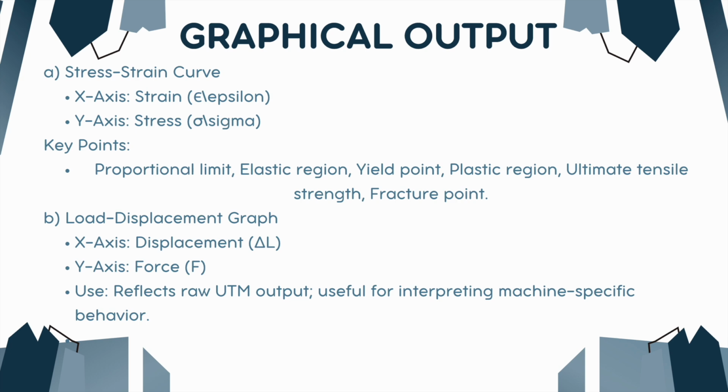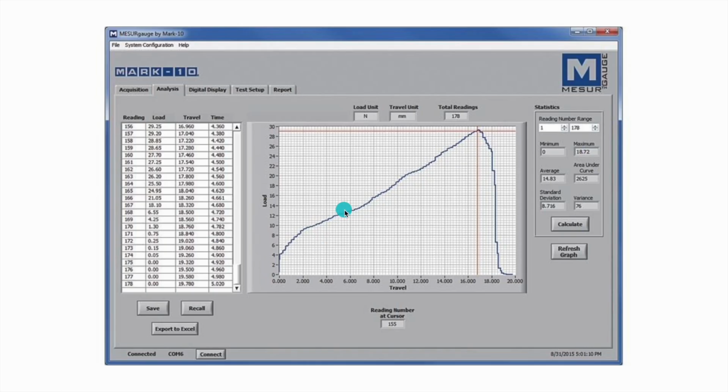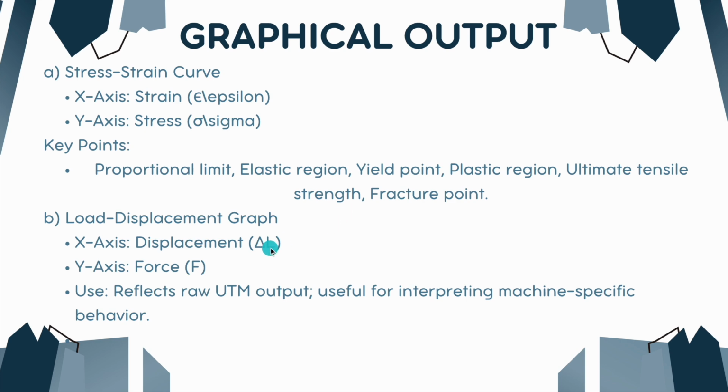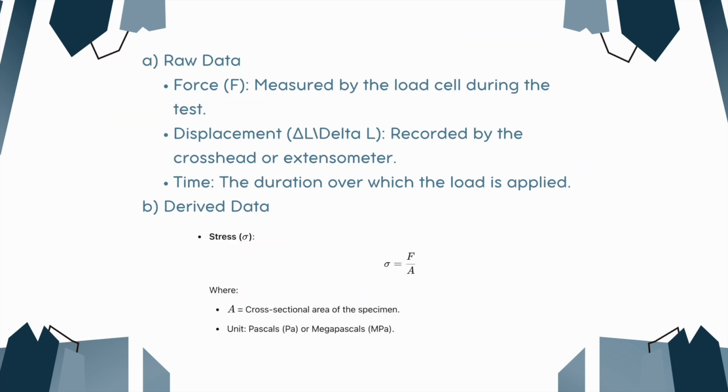So, the load displacement graph. This is the raw data we have obtained. This is the load displacement graph I am talking about. In the x-axis we have delta L, and in the y-axis we have force. It reflects raw UTM output, useful for interpreting machine specific behavior. This is the raw data I'm talking about, and the duration is also recorded in the UTM.